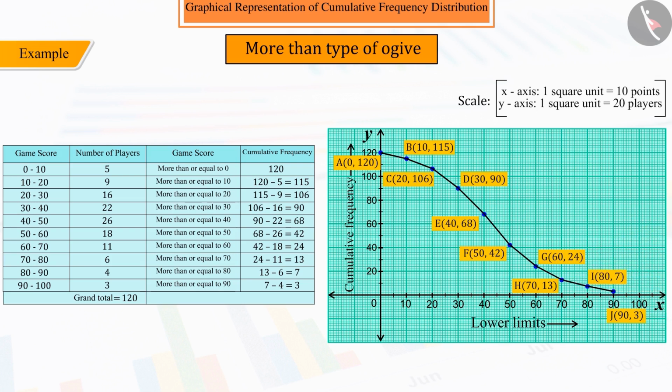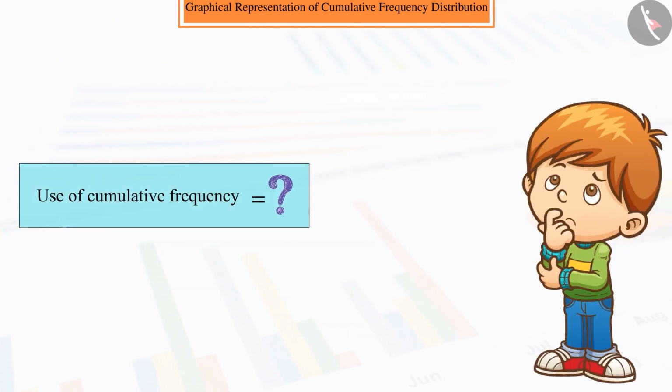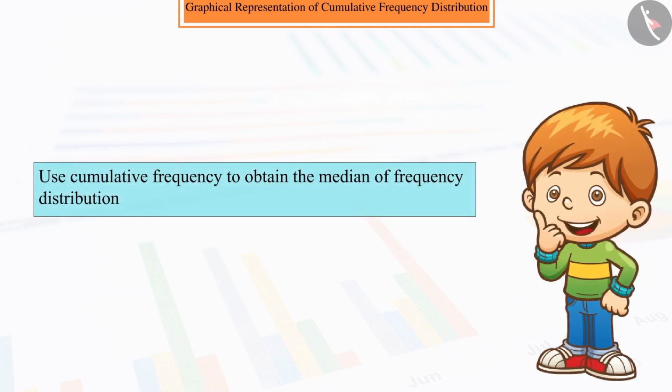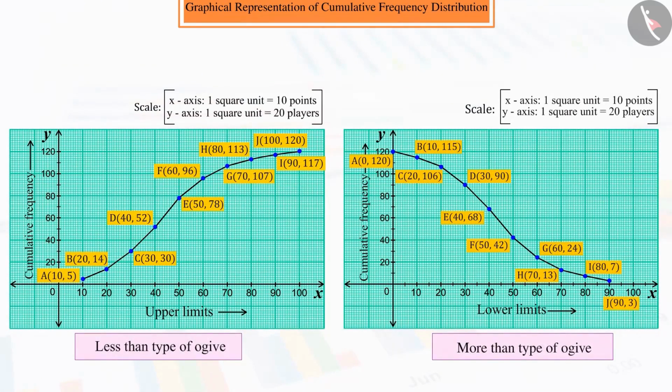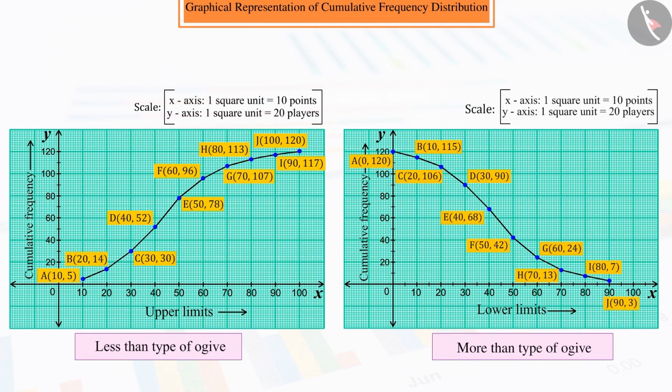If you look at this graph carefully, you will notice that we have got a curve here, which we call the cumulative frequency curve or ogive of more than type. Can you guess what we use cumulative frequency for? Well done! We use cumulative frequency to obtain the median of a frequency distribution. Now look at the graph once more and guess whether you can find the median of both the ogives, that is, less than type and more than type.